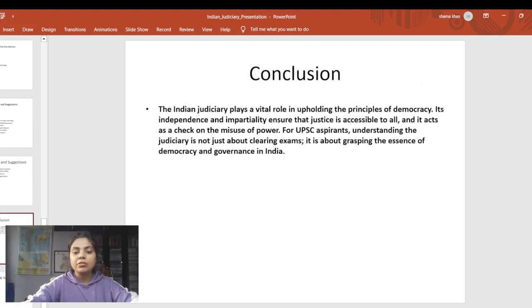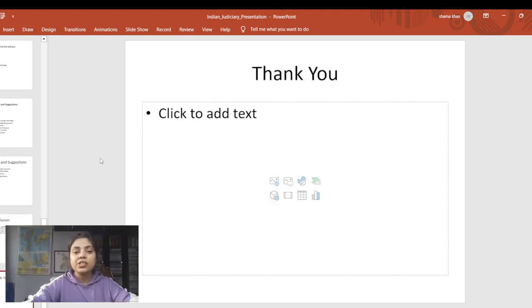If I conclude this lecture here, we can say that the Indian judiciary plays a vital role in upholding the principles of democracy. Its independence and impartiality ensure that justice is accessible to all, and it acts as a check on misuse of power. Being a UPSC aspirant, we have to be very clear about the role of the judiciary and the power it has, and be very aware of this domain.